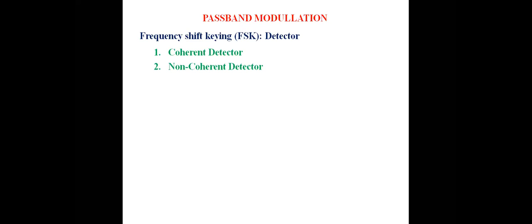Did you get the point? Two channels of coherent detectors. And their outputs are compared in a comparator to decode that into either 1 or 0. Now let me show the diagram of coherent detector.